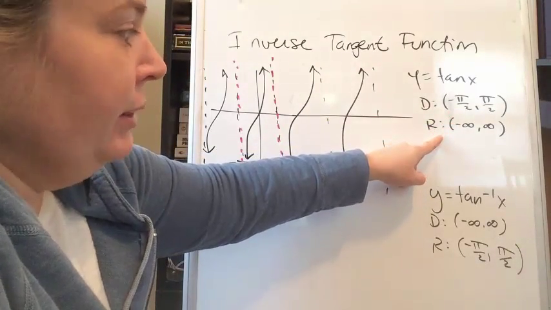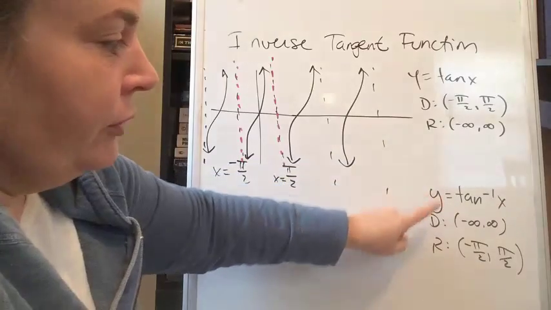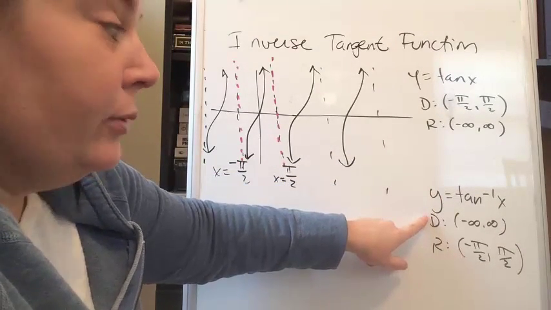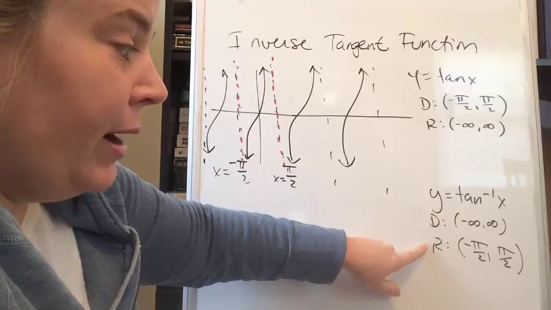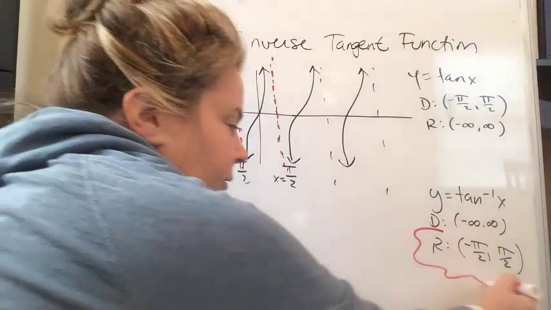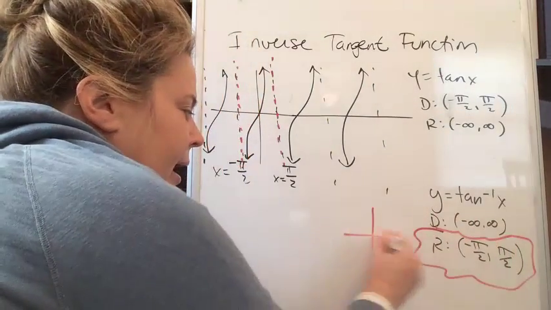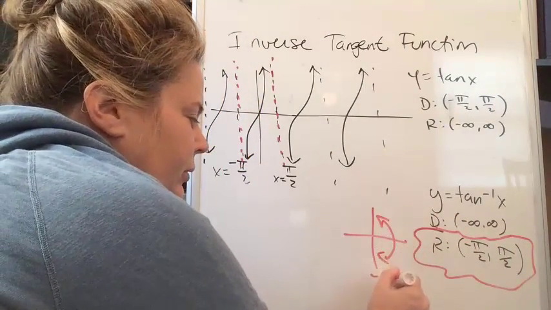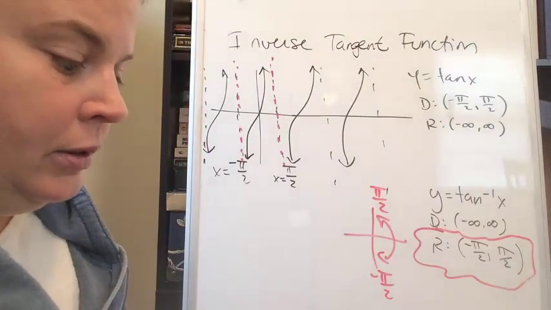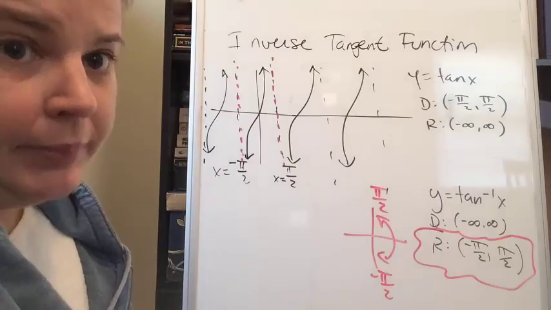So what does that mean for the inverse function? The domain of the inverse function is -∞ to infinity, and the range would be -pi/2 to pi/2, open intervals. Again, this is the part you'll have to remember, and it's similar to the sine function. So let's try some problems.